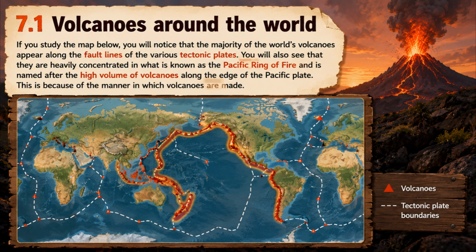7.1 Volcanoes around the world. If you study the map below, you will notice that the majority of the world's volcanoes appear along the fault lines of the various tectonic plates. You will also see that they are heavily concentrated in what is known as the Pacific Ring of Fire, which is named after the high volume of volcanoes along the edge of the Pacific Plate. This is because of the manner in which volcanoes are made.